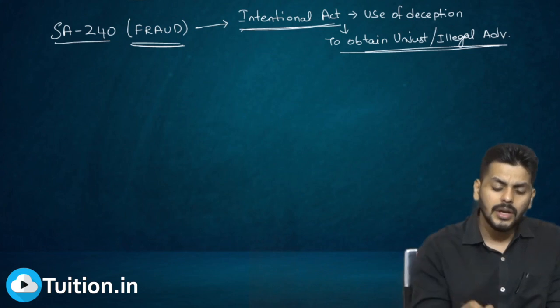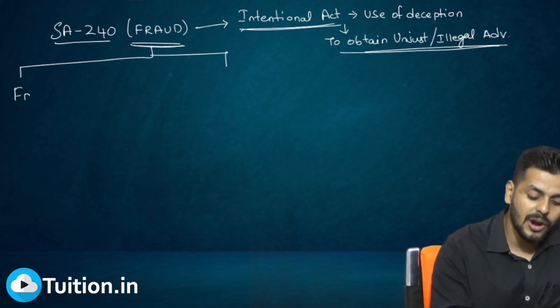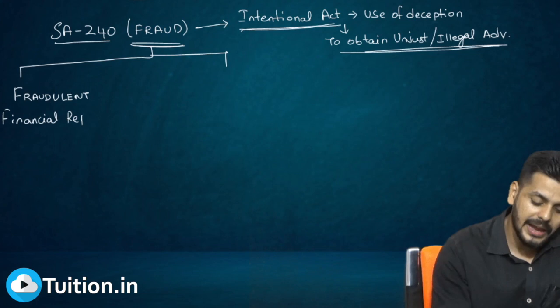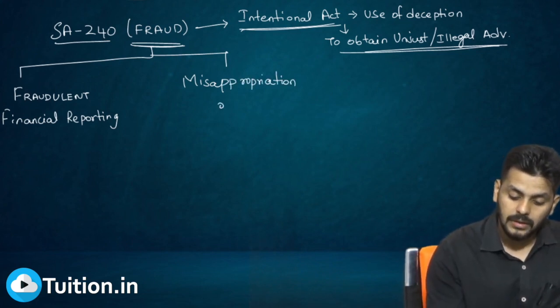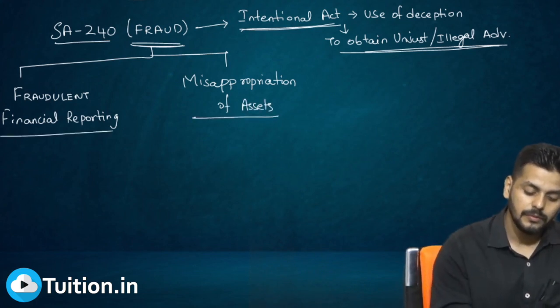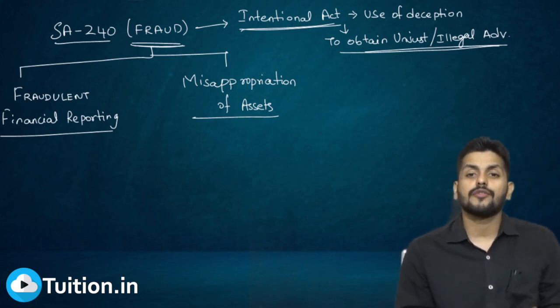So fraud is an intentional act whereby you use deception, that is cheating, to obtain an unjust or illegal advantage. Now if you ask a broader question on how fraud happens, fraud happens because of fraudulent financial reporting. And not just that, fraud also happens because of misappropriation of assets. Now if you see what exactly that means, fraudulent financial reporting talks about falsification, forgery and all that.